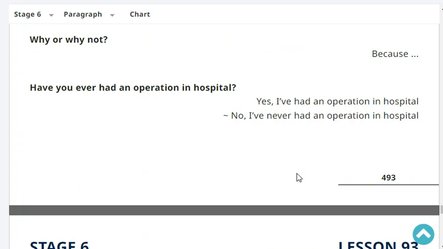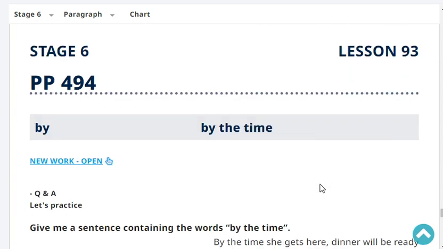Have you ever had an operation in hospital? Yes or no? No, I have never had an operation in hospital. Very good.